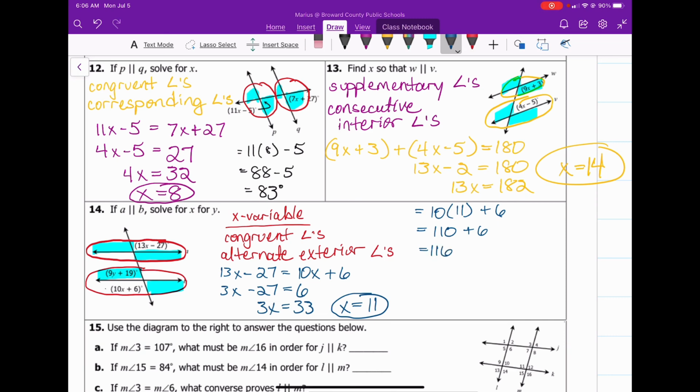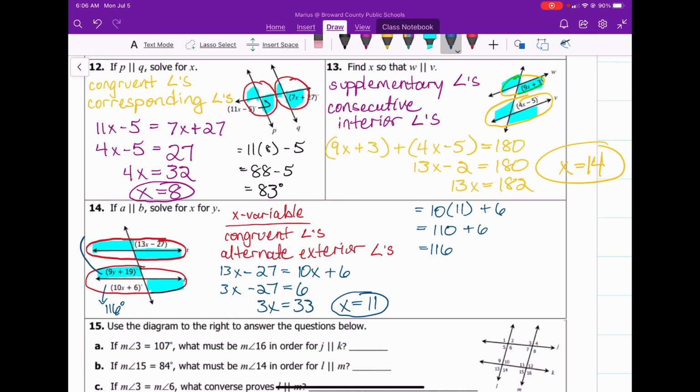So now that we know that this angle right here is 116 degrees, if I want to figure out what this other angle, the one right on top with the y, is equal to, I have to do 180 minus 116. And 180 minus 116 is 64, okay? So now we know that 9y plus 19 is equal to 64. And now we can solve for y, okay?